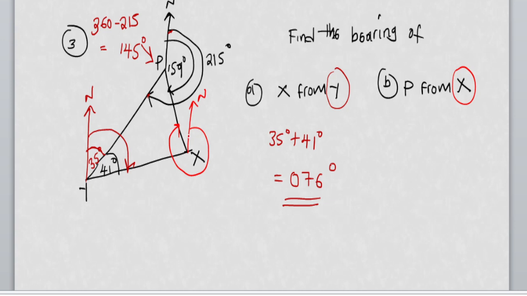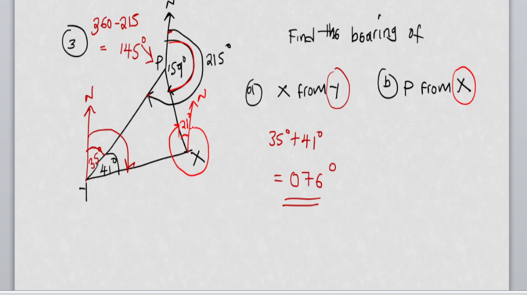First things first, let us find the angle inside here. Now remember, if we have a north and we have another north there, it means the angle here, the 159, and this angle should add up to 180. So if I say 180 minus 159, we are getting 21. So there is 21 degrees here.